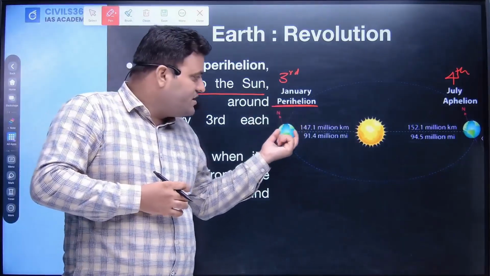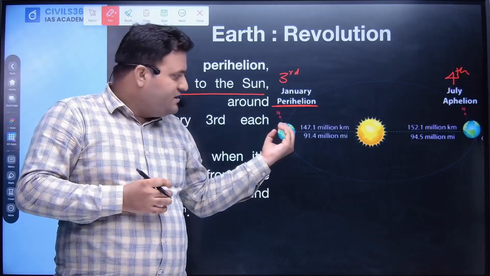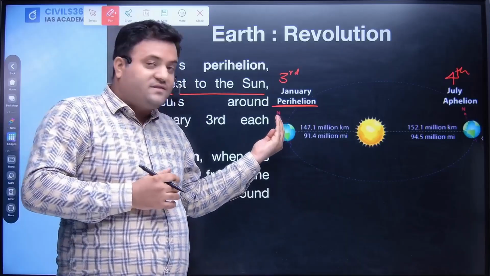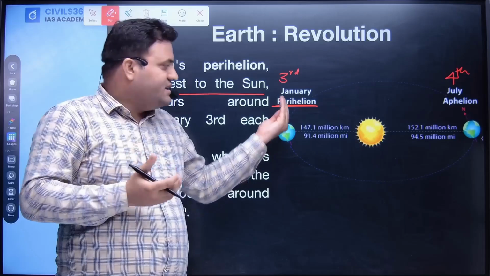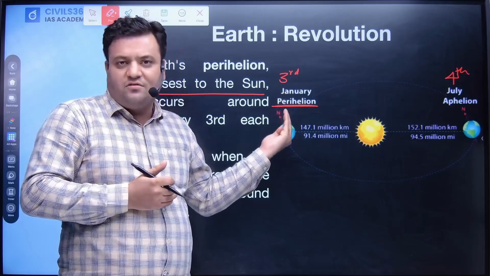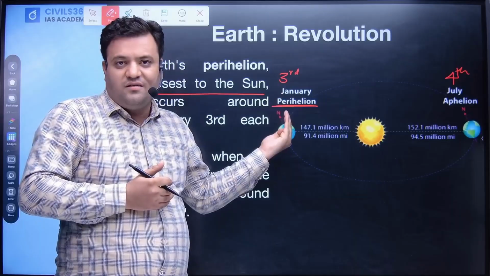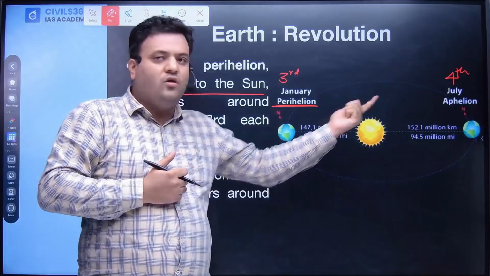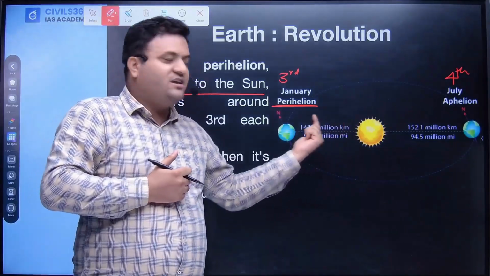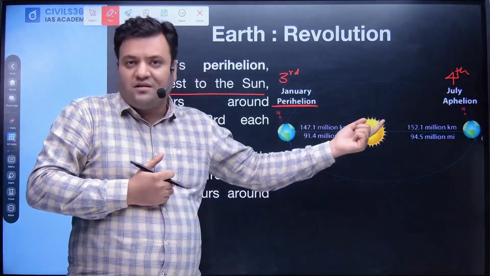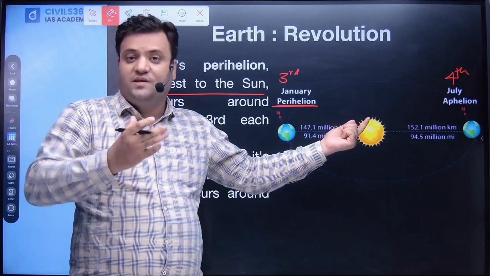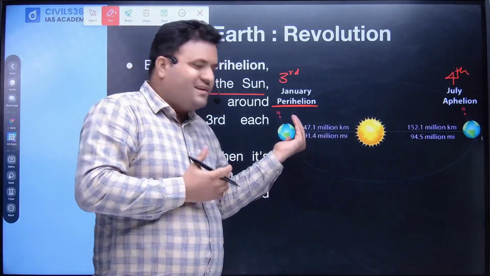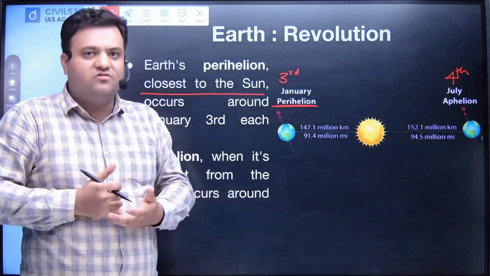Now I just want to draw your kind attention to this particular aspect: during the 3rd of Jan, the distance between the sun and earth is less. It means there must be a summer? No. In northern India you will see that during this period of time there is a winter. There should be summer, but there is a winter. It means the distance is not the factor responsible for the season. You might get confused, thinking the distance is less, so summer should be there. No, it is not like that.